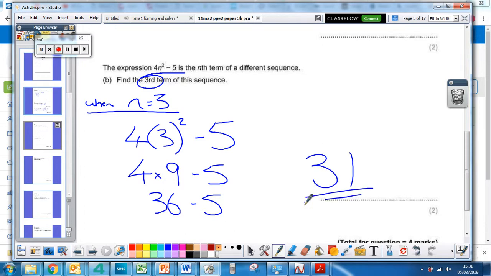The crucial part there was knowing the third term. You merely substitute n equals 3, and then either use your calculator or use your brain, whichever is better for you. If it's a calculator paper, I'm using the calculator.